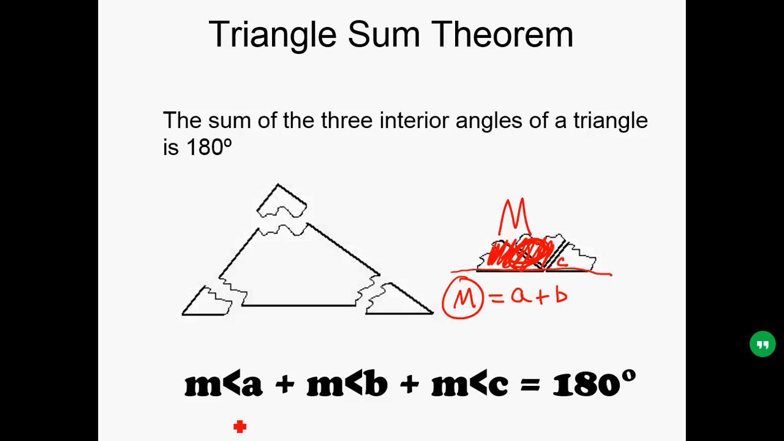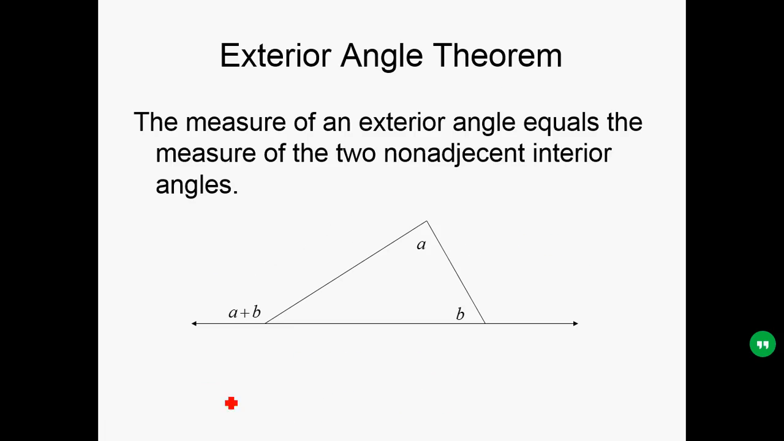And that leads us to our exterior angle theorem. The exterior angle theorem states that anytime you have an exterior angle, it is equal to the sum of the other two angles. So the measure of an exterior angle equals the measure of the two non-adjacent interior angles. And what that simply means is the measurement of this exterior angle will equal the sum of the other two angles.